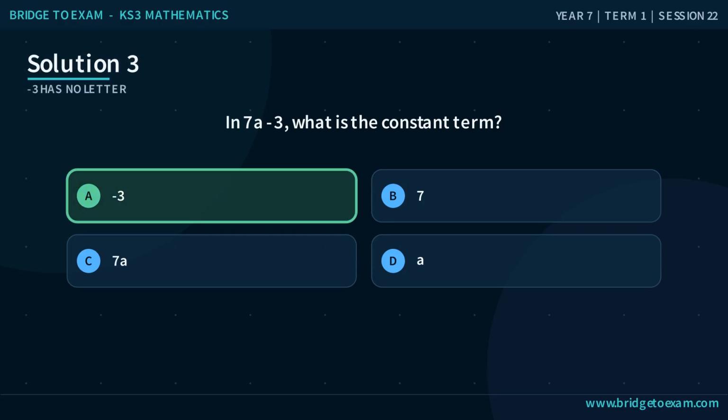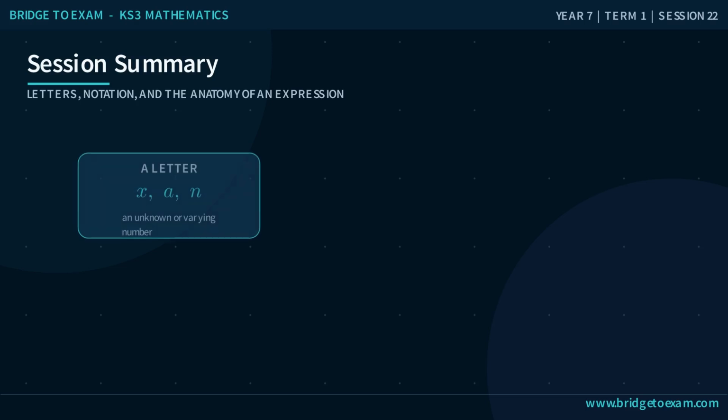Option A is correct, negative 3. A constant term has no letter attached to it. Here that's negative 3. Let's wrap up.